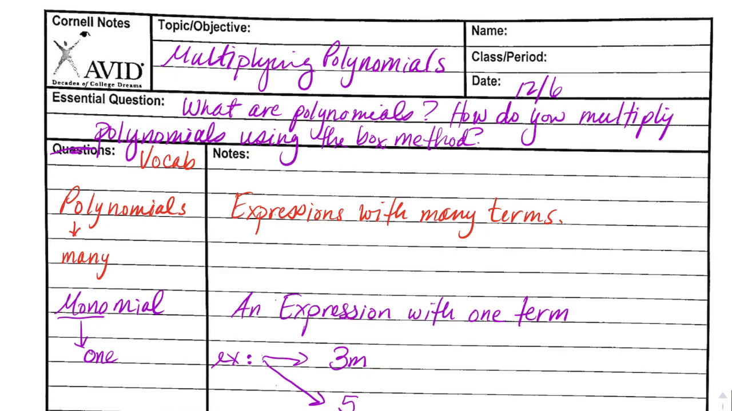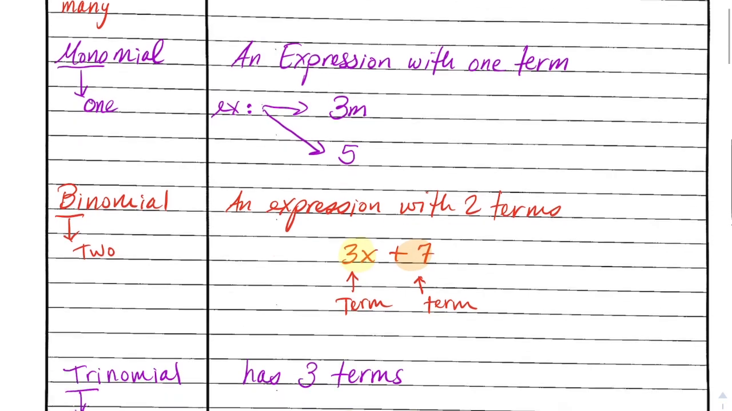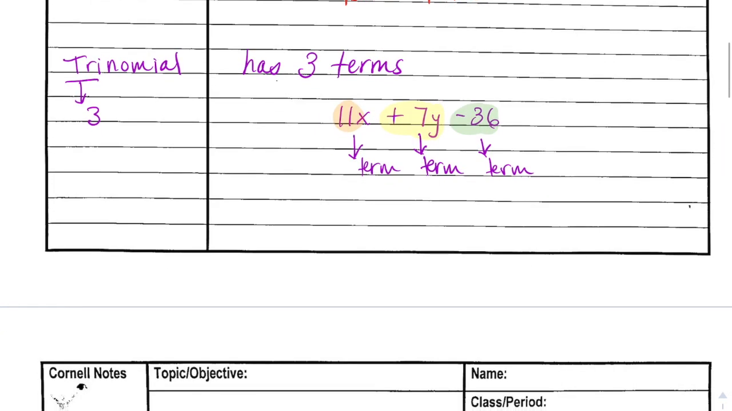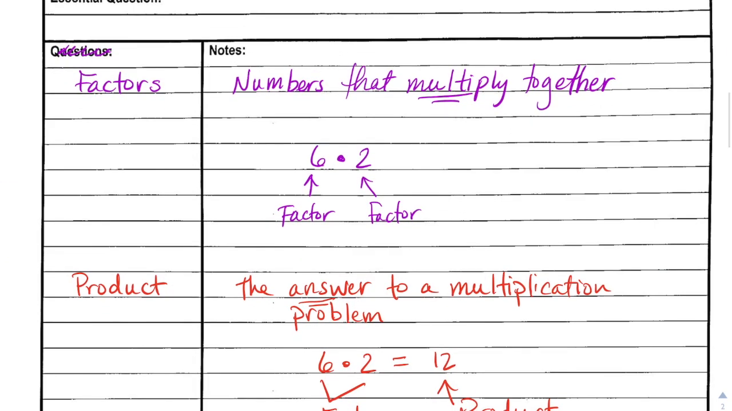All right, so we talked about polynomials, expressions with many parts. We have monomials, a single term in an expression, a binomial, two terms, a trinomial, three terms, and now we're going to talk about multiplying those things together. Multiplying a monomial times a binomial, binomial times binomial, and so forth.